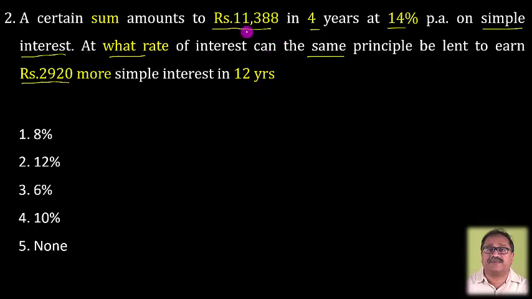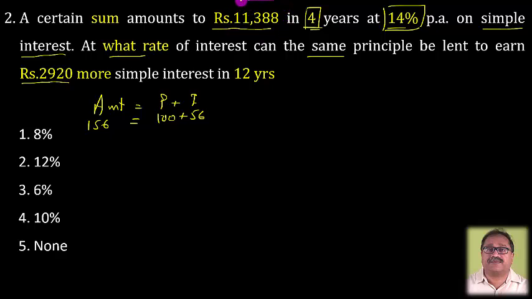Now let's work out. This figure 11,388 is an amount, and the amount is equal to, we know that, principal plus interest. So here the principal is always 100% and the interest depends on the number of years and the rate of interest. So here 4 years and per annum is 14%. So 14 into 4 is 56. So the overall interest he gets is 56. Therefore the amount is 100 plus 56, which is 156% of the principal, and which is equal to 11,388.